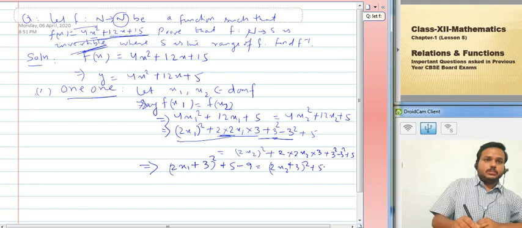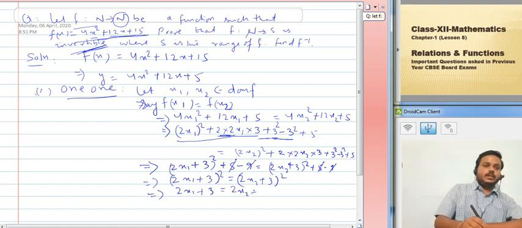So you can see plus 5 on both sides gets cancelled, minus 9 and minus 9 also get cancelled. (2x1 plus 3) whole square equals (2x2 plus 3) whole square, and since they are positive numbers, I can write 2x1 plus 3 equals 2x2 plus 3. So 2x1 equals 2x2, cancelling 3 on both sides, and I get x1 equals x2. Therefore our function f is one-one.